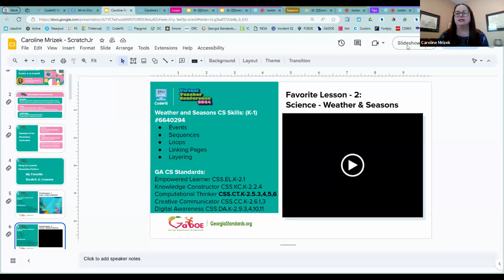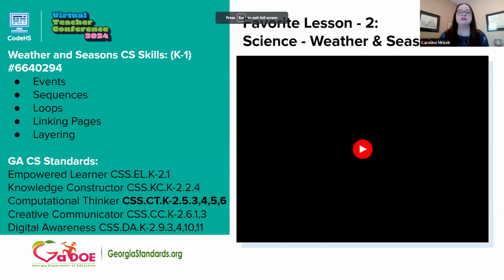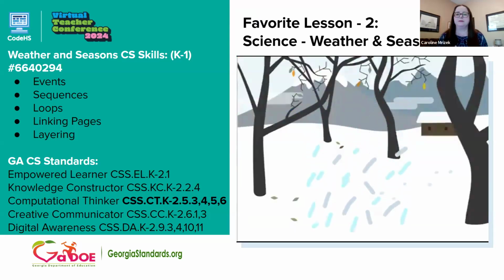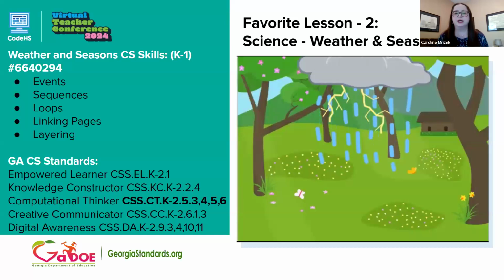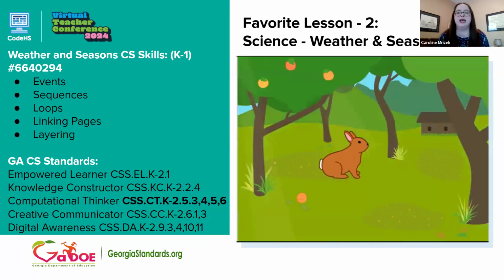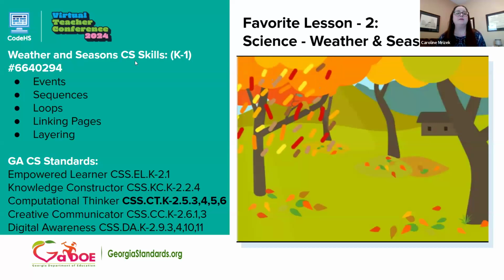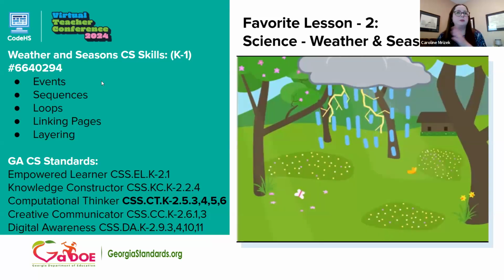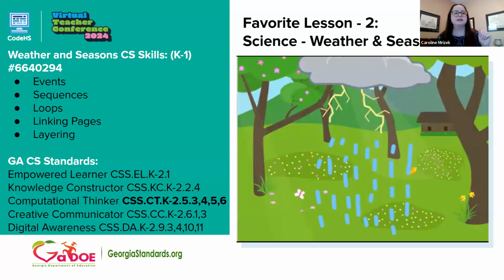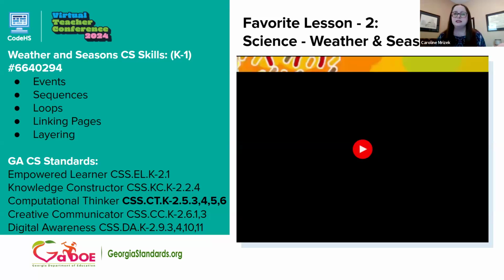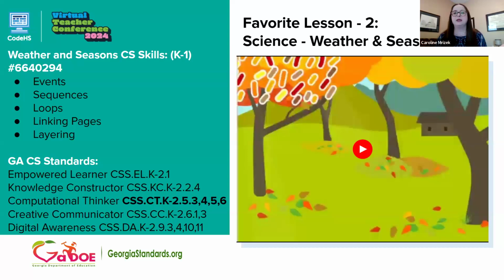My next favorite lesson is one I use with kindergarten through first. It goes with their science curriculum in Georgia, but it's dealing with weather and seasons. And obviously this also does loops. We talk about seasons, they repeat every year. We have the same seasons every year. That's a loop. Sequencing, they always come in the same order. So those are natural ways to teach a computer science topic.